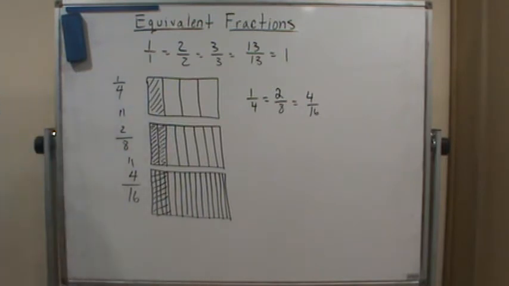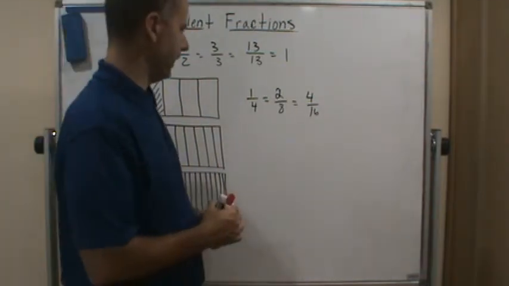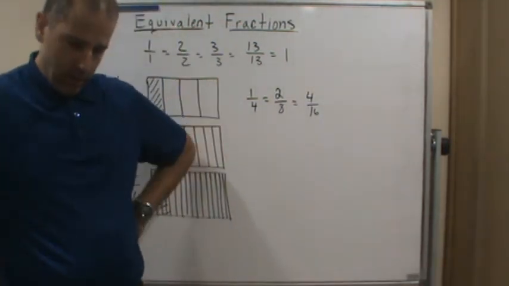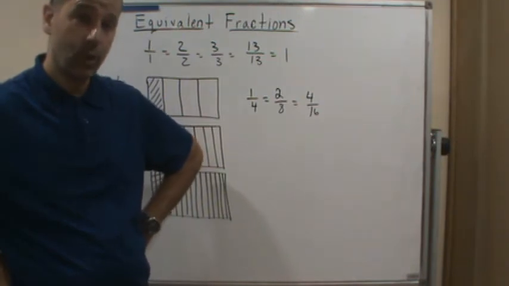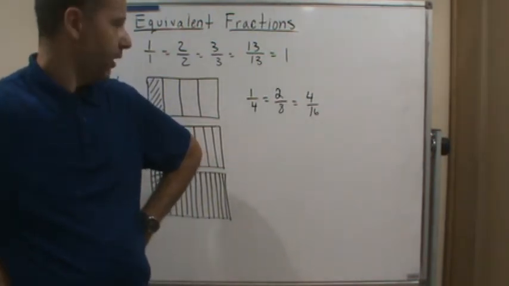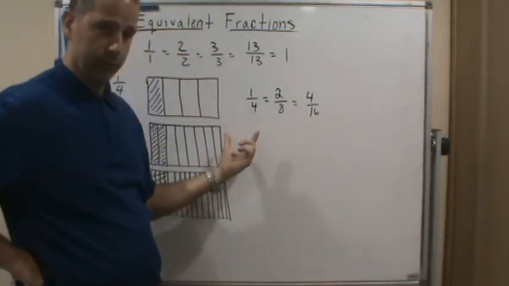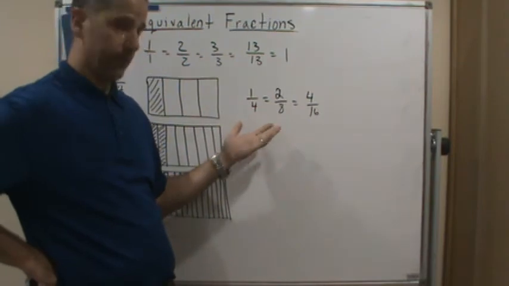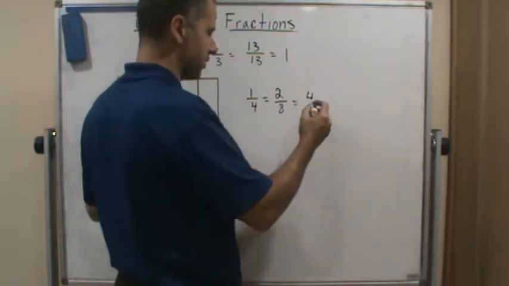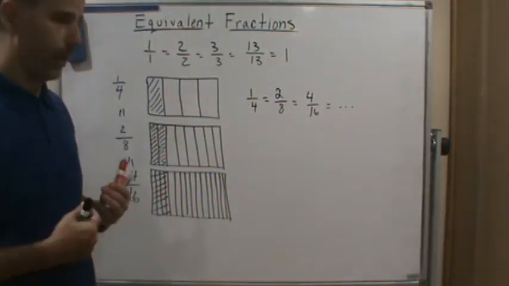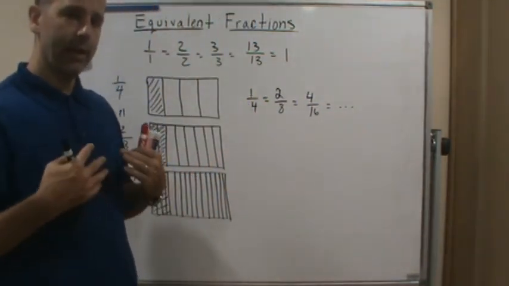Okay, so one more thing. Equivalent fractions you could look at as representing a family of fractions, okay? So these are all equivalent, and these represent a family of fractions, and of course this would go on, and fractions go on for infinity, okay? But they represent a family of fractions.